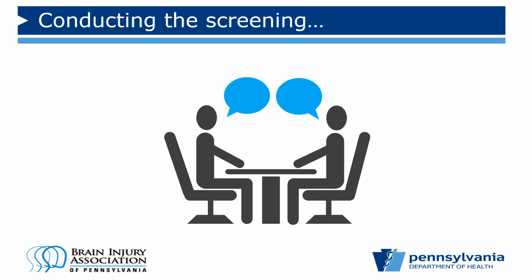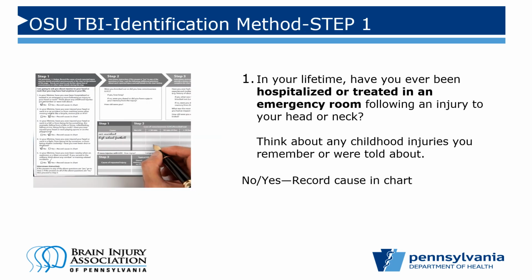So let's talk about the best way to conduct the screening. The OSU-TBI-ID is divided into 3 steps. You'll see, looking at the form that you downloaded, that the first step is a series of questions that gets at possible causes of brain injury. You'll see the instruction for you, the interviewer, in the black box under step 1. So you are going to record the cause of each reported injury and any details provided spontaneously in the chart at the bottom of the page. But you're going to be checking either yes or no to each of this series of 5 questions.